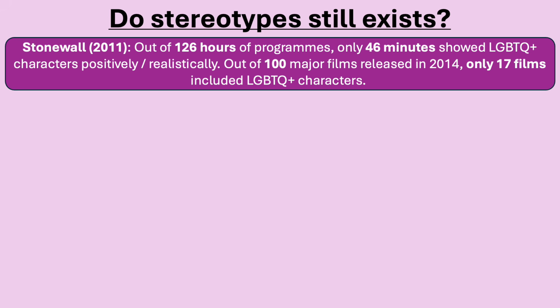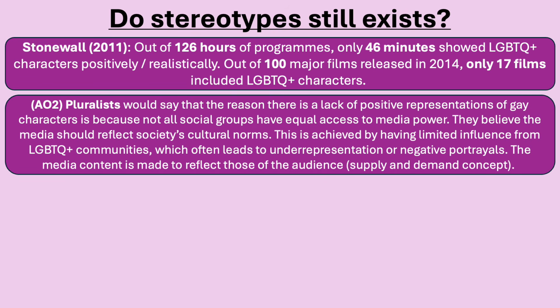Stonewall found that out of 126 hours of programmes, only 46 minutes showed LGBTQ plus characters positively or realistically. And out of 100 major films released in 2014, only 17 included LGBTQ plus characters. Pluralists would say that the reason there is a lack of positive representation of gay characters is because not all social groups have equal access to media power. They believe the media should be reflective of society's cultural norms. This is achieved by having limited influence from LGBTQ communities, which often leads to underrepresentation or negative portrayals. The media content is made to reflect those of the audience, the supply and demand concept.